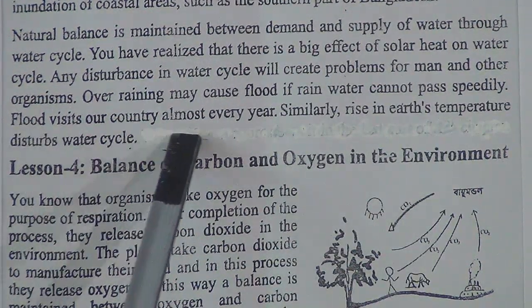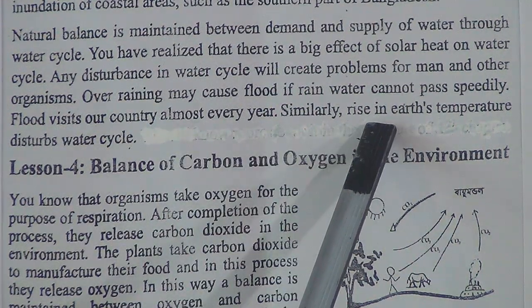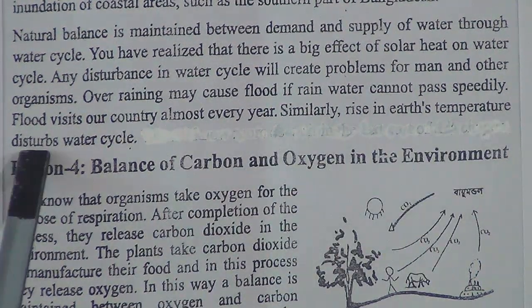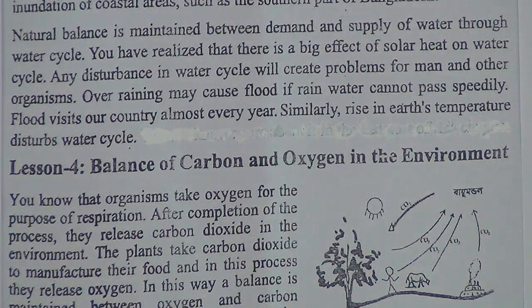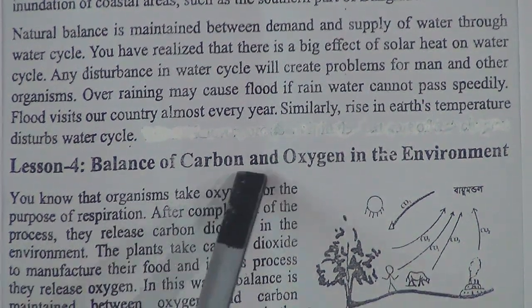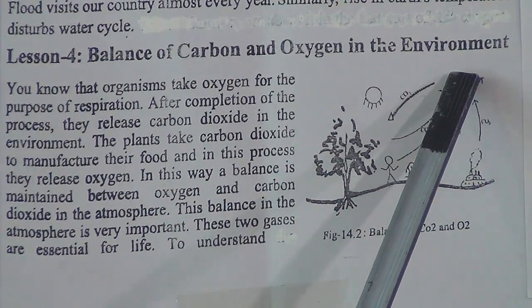Flood visits our country almost every year. Similarly, rise in Earth's temperature disturbs the water cycle. Now, lesson 4: Balance of carbon and oxygen in the environment.